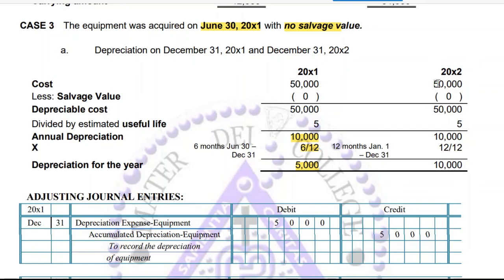For year 2, that's 20x2, since nagamit naman nato na siya since June 30, 20x1. So, sa whole 20x2, nagamit na nato ang asset sa tibok tuig, kay nasugdan naman siya pag June 30. So, that's why 10,000 ang ato ang depreciation. Actually, pwede naman siya nga dili na ta mag-multiply og 12 over 12 because it's understandable naman siya nga ika-20x2, nagamit na diay na siya for whole year. Kaya nagsugod na gud siya pag June 30, 20x1.